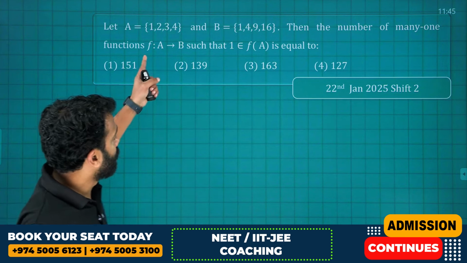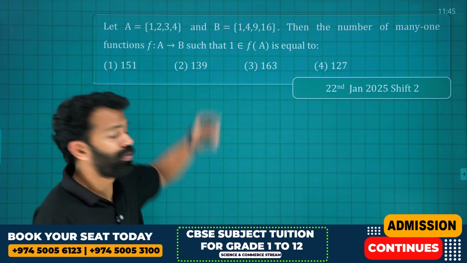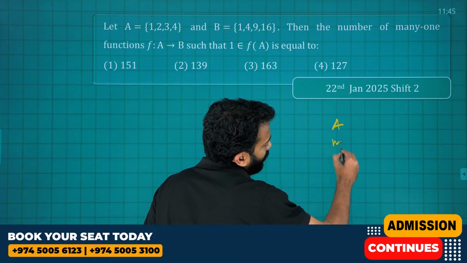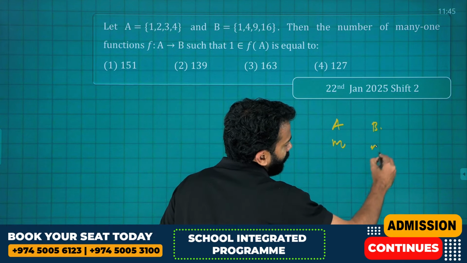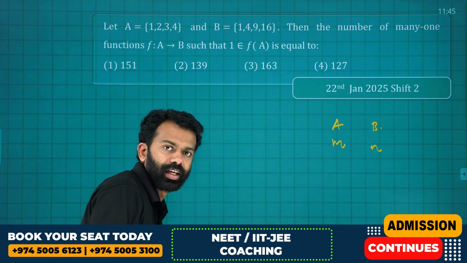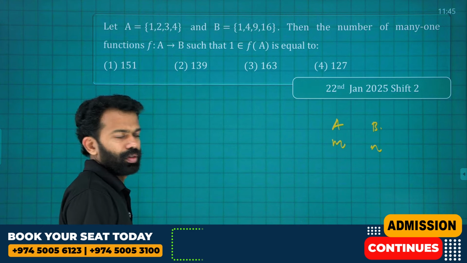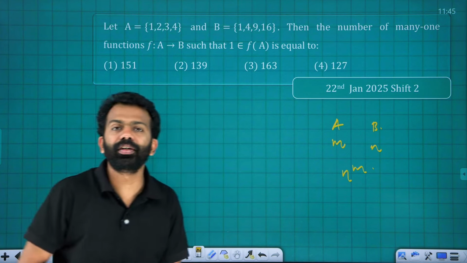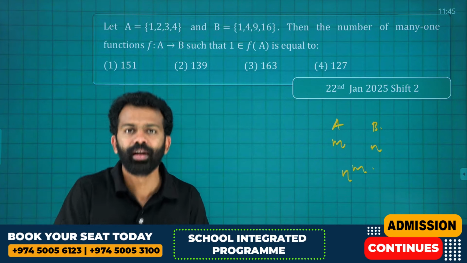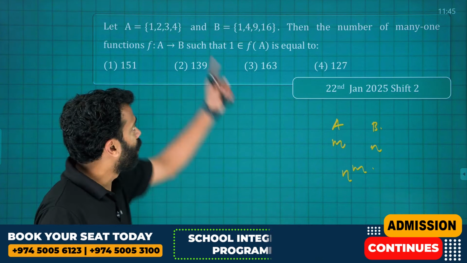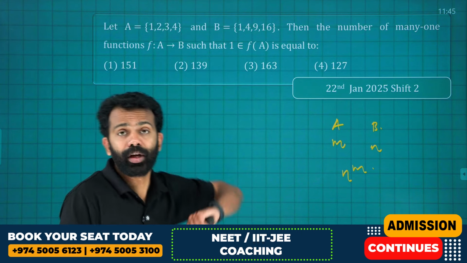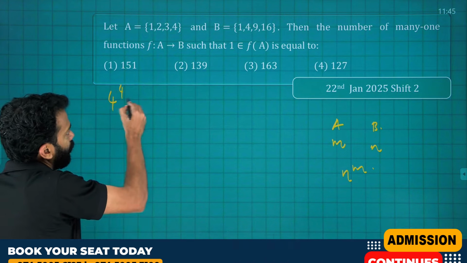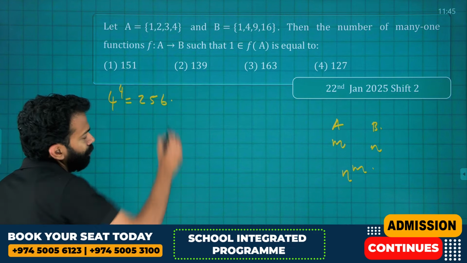So, what is the number of functions that is possible from A to B? See, if set A has m elements and set B has n elements, then what is the number of functions that is possible from A to B? You know that? That is n raised to what? m. The number of functions that is possible from A to B is n raised to m. So, what is the number of functions that is possible from A to B here? That is 4 raised to 4. Total number of functions is 4 raised to 4, that is equal to 256.